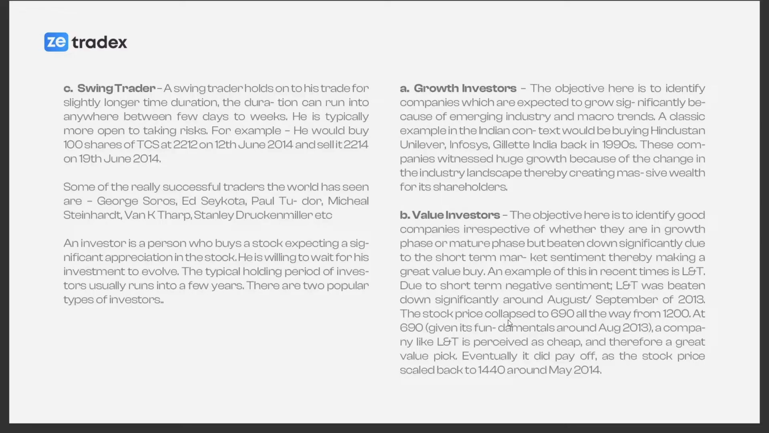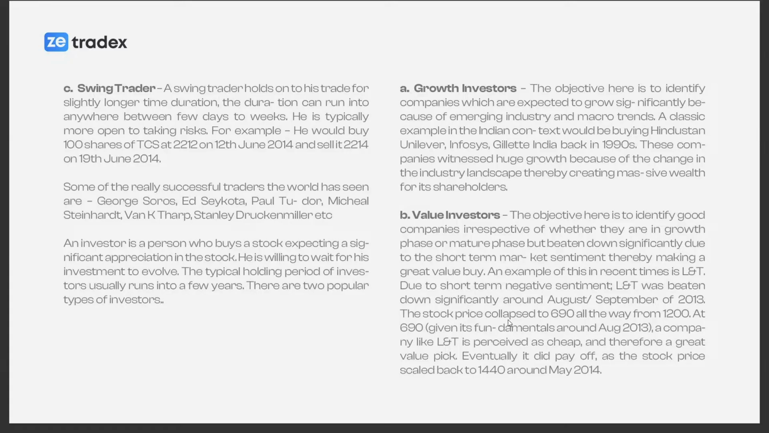One is the growth investor. The objective here is to identify companies which are expected to grow significantly because of emerging industry and macro trends. A classic example in the Indian context would be buying Hindustan Unilever, Infosys, Gillette India back in the 1990s. These companies witnessed huge growth because of the change in the industry landscape, thereby creating massive wealth for their shareholders.